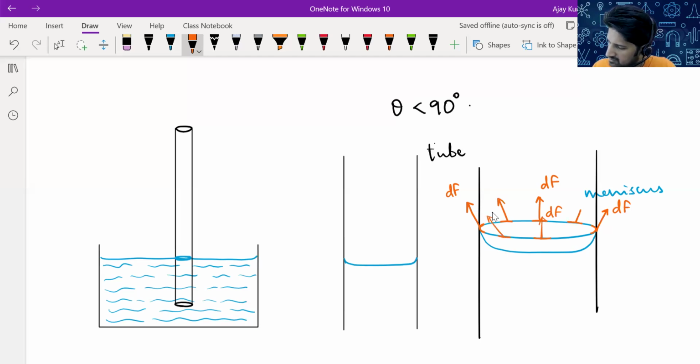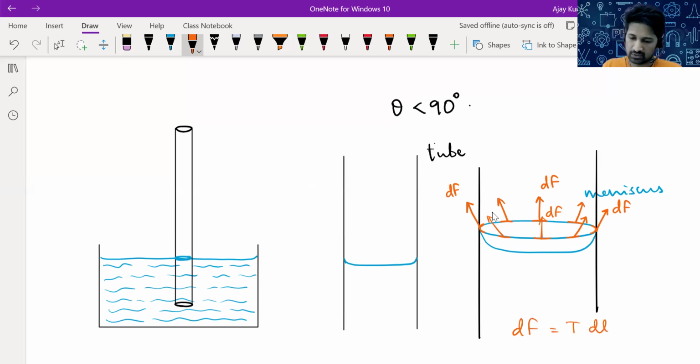Because the liquid naturally has a tendency to decrease its surface area. So due to surface tension, the liquid will be pulling the molecules of the tube. As a reaction, the molecules of the tube will be pulling the liquid surface like this. Each of these forces dF is equal to TdL, surface tension multiplied with the length of the element.